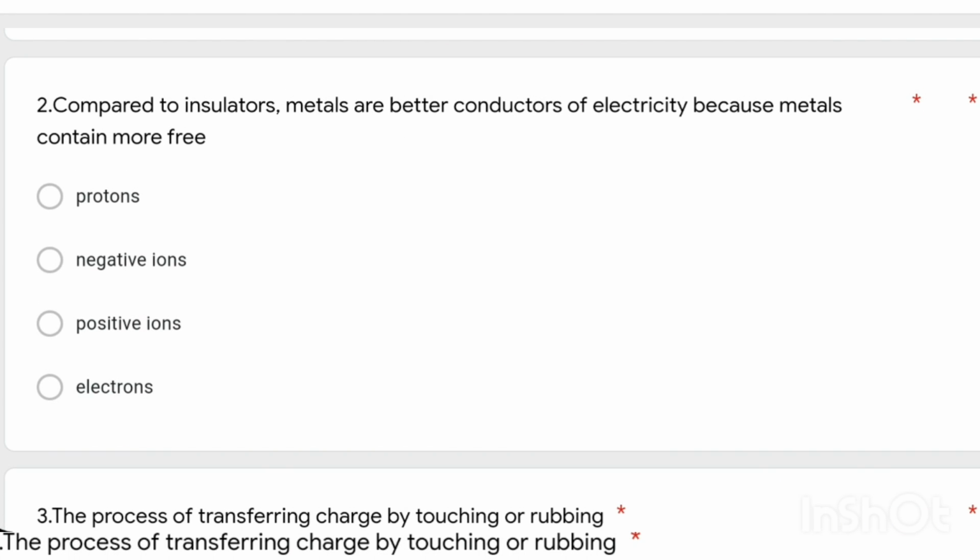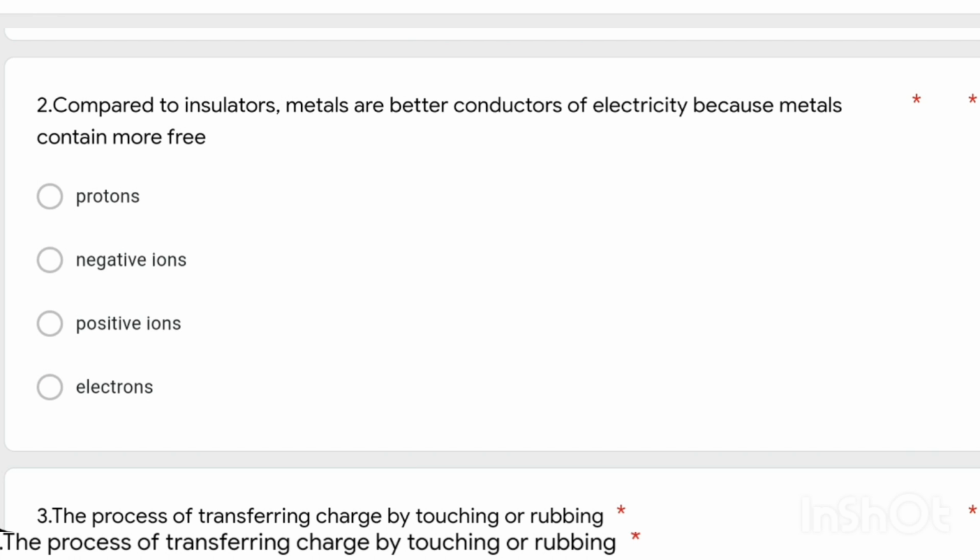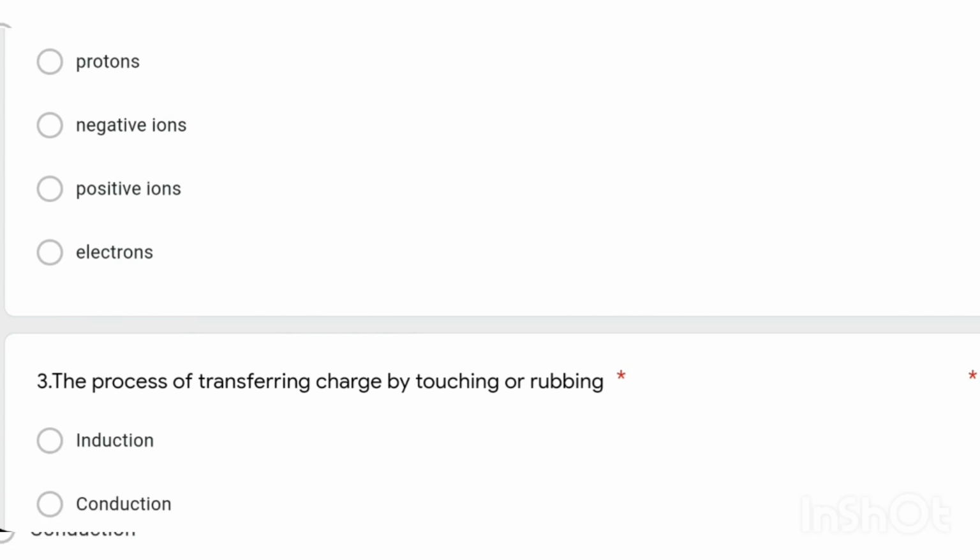Second question is, compared to insulators, metals are better conductors of electricity because metals contain more free what? Protons, negative ions, positive ions or electrons. So as per information, insulators are having negligible number of free electrons, whereas conductors are having more number of free electrons. Free electrons are the ones which are responsible for conduction of electricity in conductors.